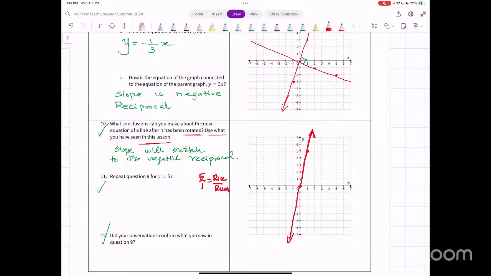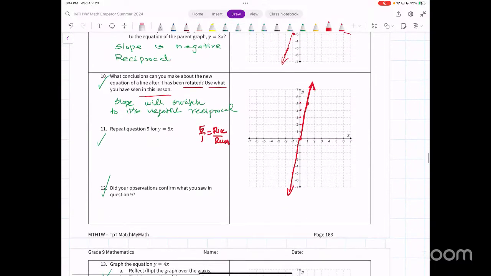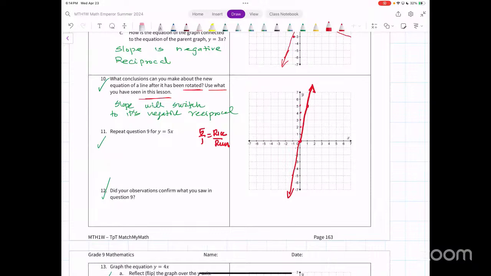Now the question is asking, rotate this one 90 degrees clockwise. If I rotate this 90 degrees clockwise, the new equation is going to be y equals negative 1 over 5 x. So how does the negative 1 over 5x work? From here, you come down 1 unit and move to the right 5 units. So if I do that, my graph will look something like this. So that is going to be the new equation.